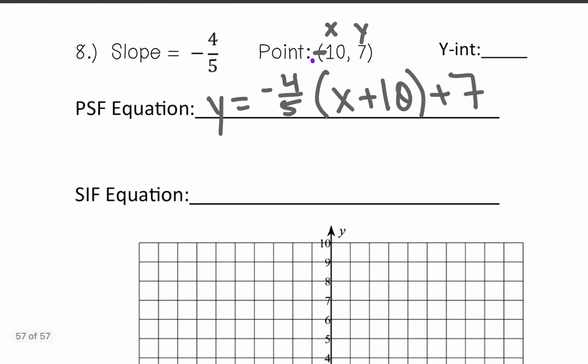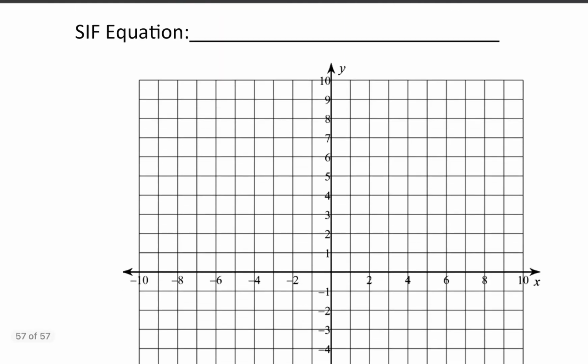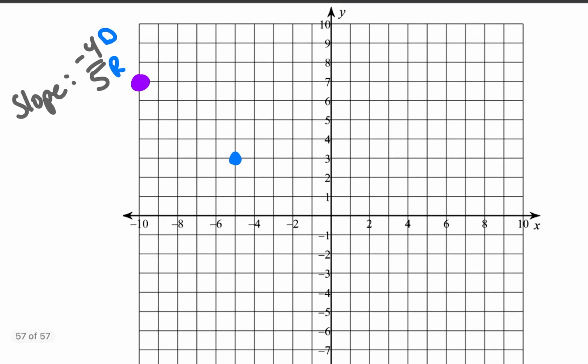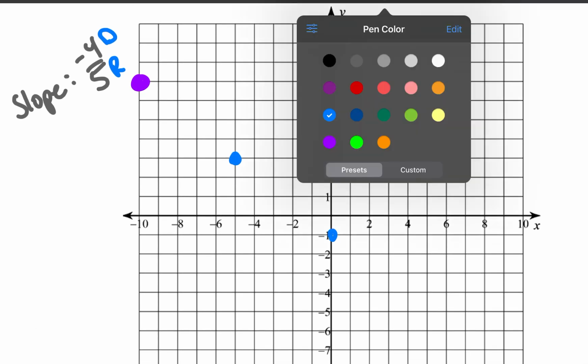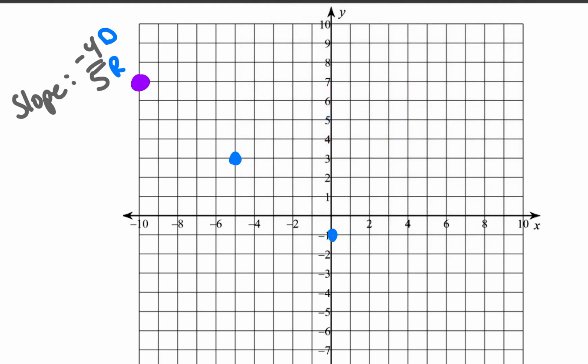We're going to plot our point here, -10, 7, and when we do, we plot our point here. Remember, our slope was -4 over 5, so that means we go down 4, right 5. And when we do that, we plot here, and that's not the y-intercept, so we got to do that again. But now we have found our y-intercept.